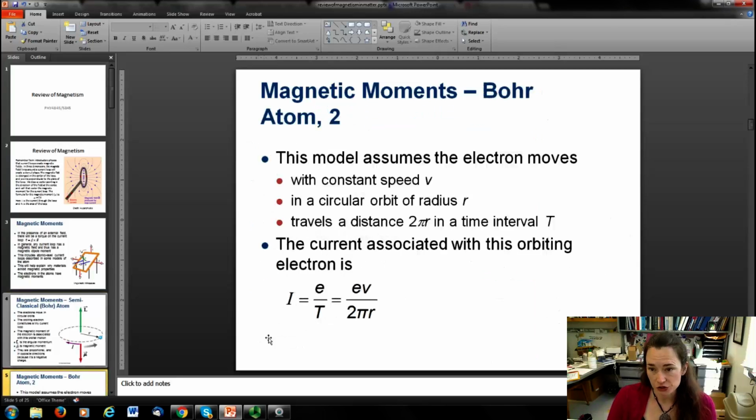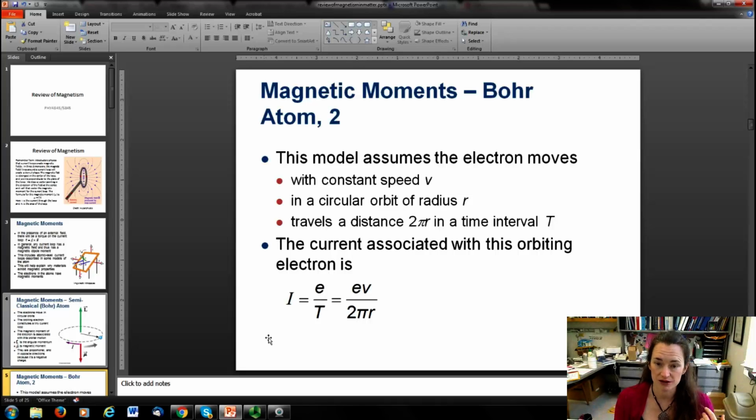Now, this model assumes that the electron is moving with a constant speed v in a circular orbit of radius r, and so it's going to travel a distance of the circumference of that orbit, 2πr, in some time interval we'll call capital T, the period. In that case, the current associated with this orbiting electron, remember a current is defined as a charge divided by a time, so that would be the charge on an electron e divided by the period T, right?